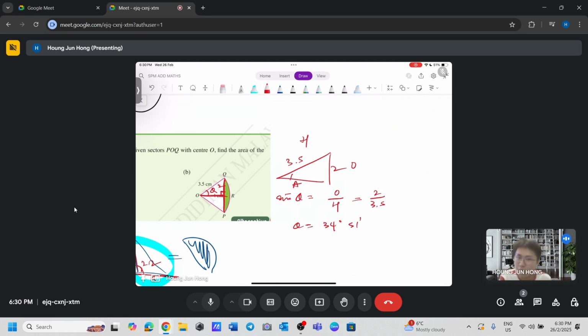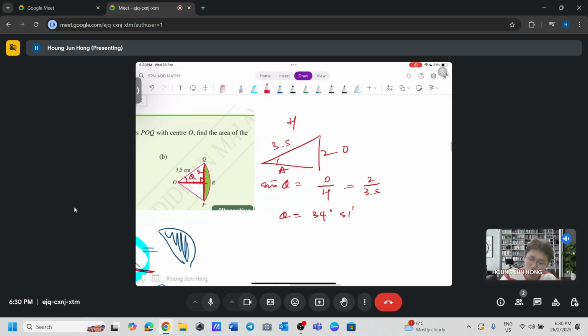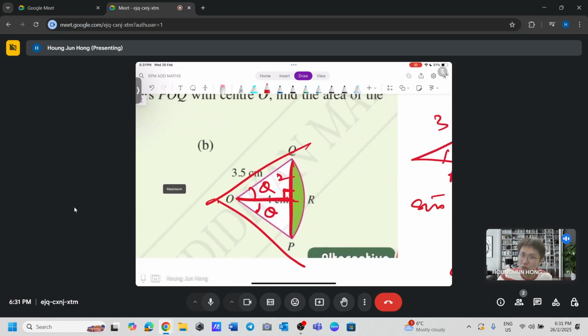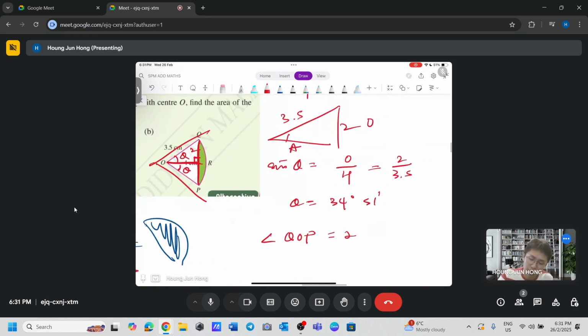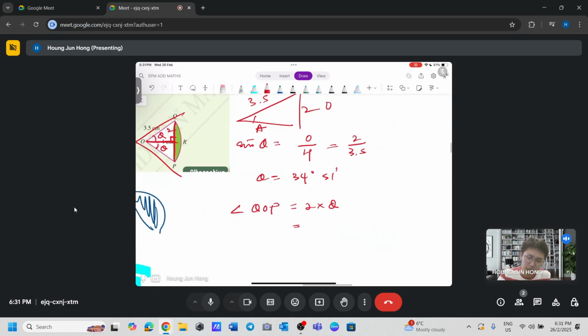With that, again, don't forget, your angle is QOP. It should be 2 of the angle, you can see here. So you should do 2 times theta. Theta is here, which will give you 69 degree 42 minutes.